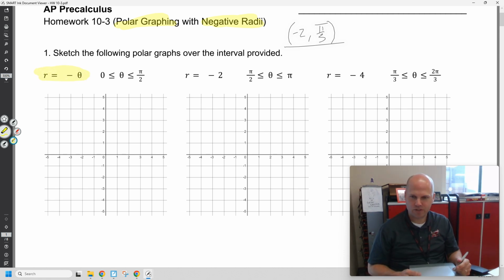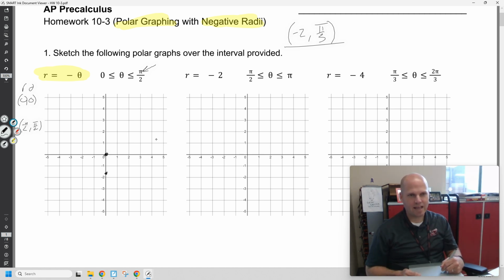I'm talking about r equals negative theta from 0 to pi over 2. That means if I think about an angle of 0, I'm going to have a radius of 0. This is the toughest point to understand: it's not an x and a y, it's an r and a theta. 0, 0 still exists. But if I think about an angle of pi over 2, my radius is going to be negative pi over 2. So an angle of pi over 2, which is 1.5, my radius is going to be negative 1.5.